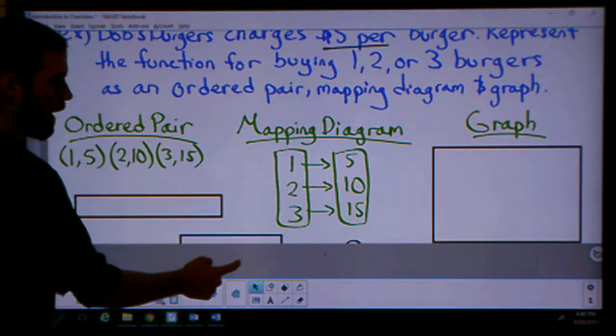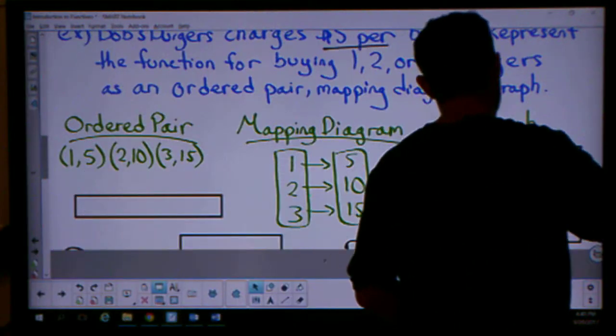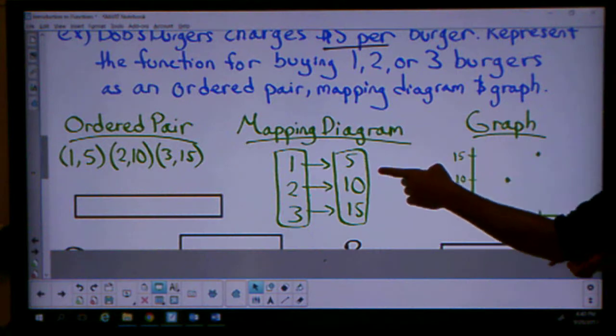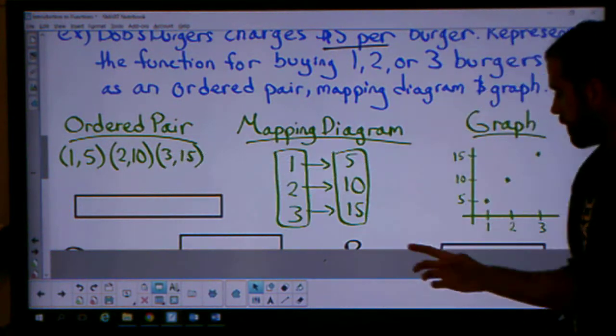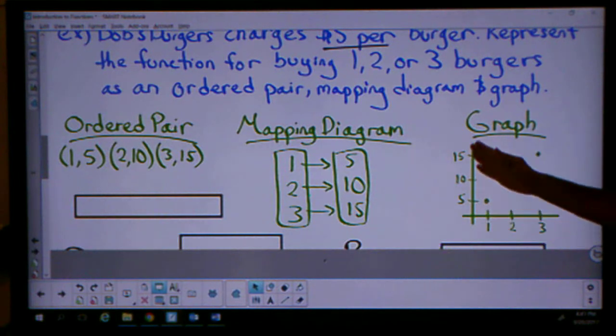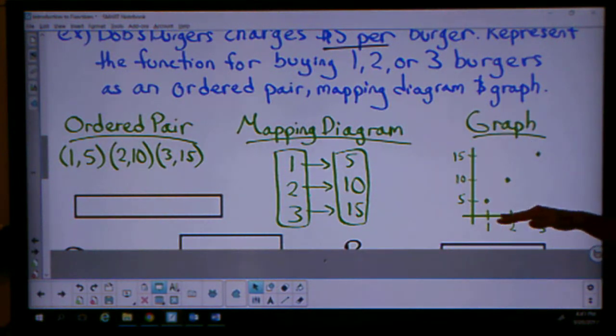Lastly, we have the graph, and the graph is simply just showing you the ordered pairs of 1 comma 5, 2 comma 10, and 3, 15 on the coordinate plane. But as you can see, I just counted by 5s along the y-axis. And then 1, 2, and 3 down here on the x-axis.